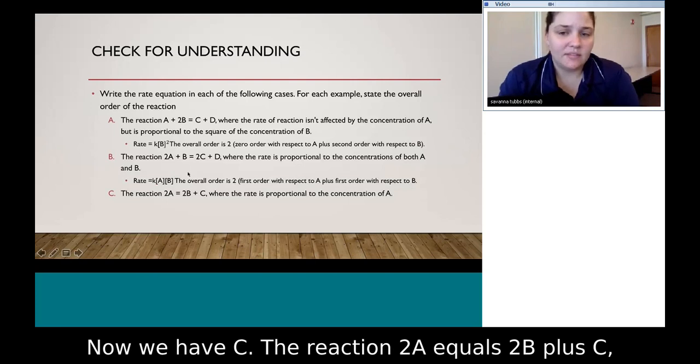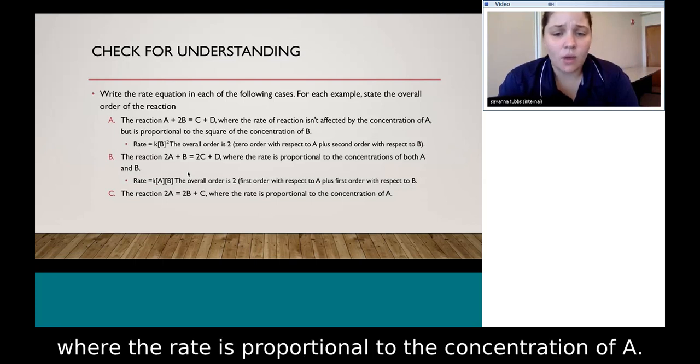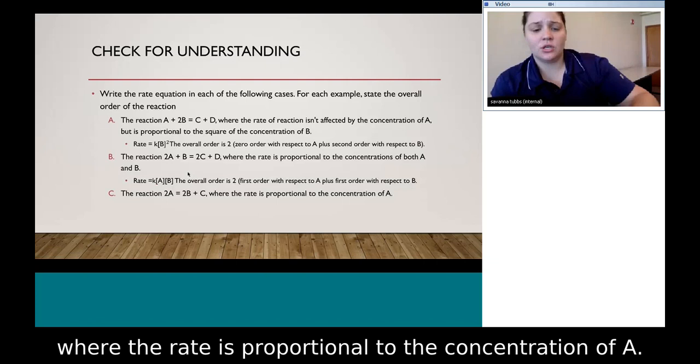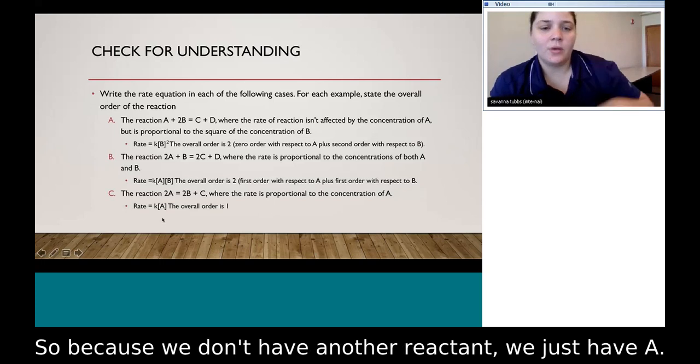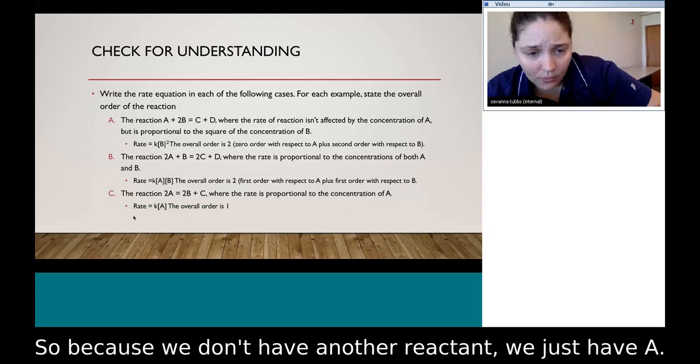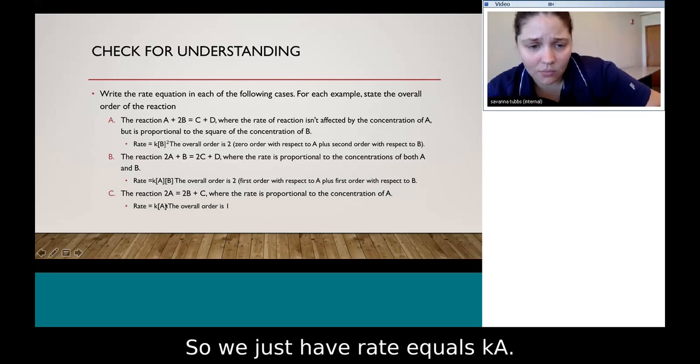Now we have C. The reaction 2A equals 2B plus C, where the rate is proportional to the concentration of A. So we have rate equals k[A], where the overall order is 1. Because we don't have another reactant, we just have A. So we just have rate equals k[A].